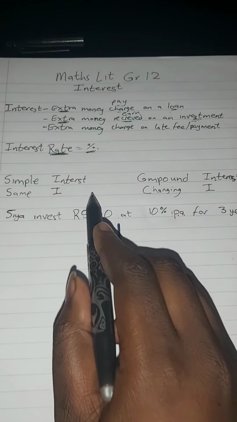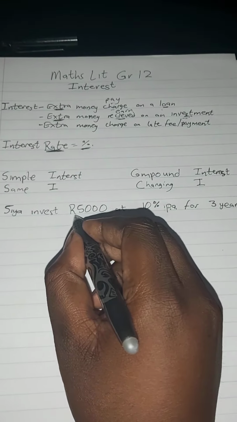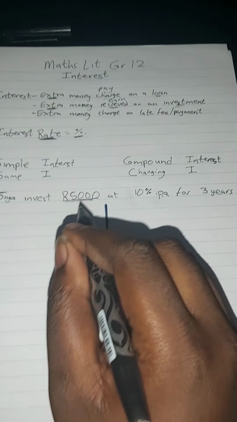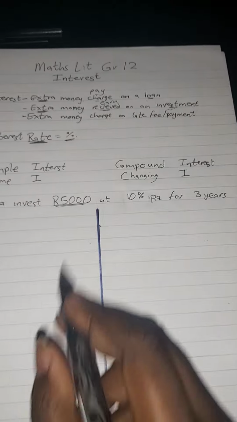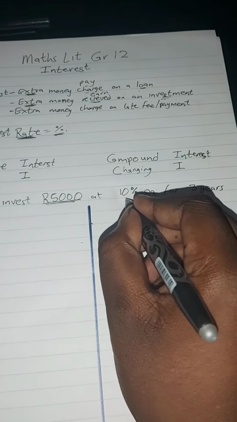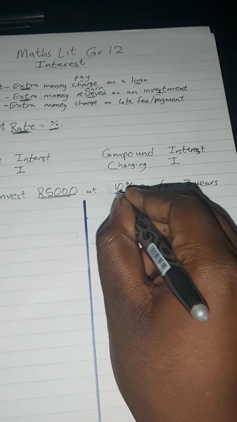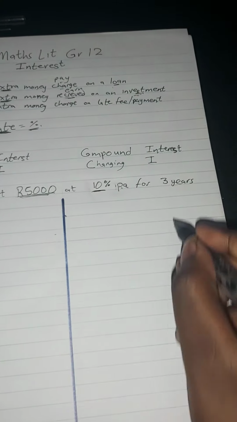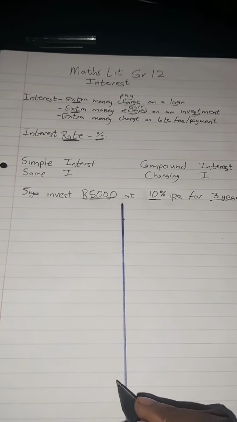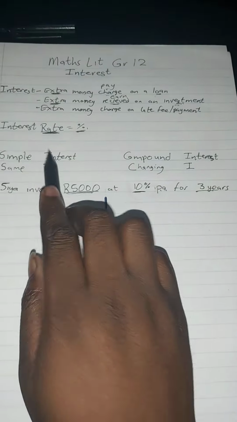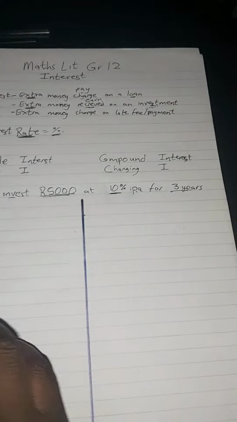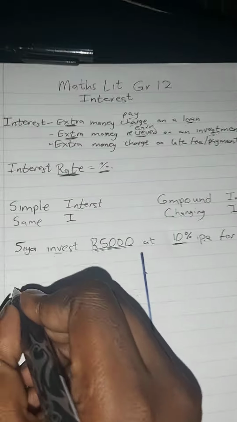Sipho invests 5,000 rands. Remember, when you read, it's very important to underline or highlight the values. So invest 5,000 rands at 10%. Highlight that one as well. 10% per annum for a period of 3 years. So now what we want to know is which option will yield more money, because we're talking about investment. Let's go to the calculations.